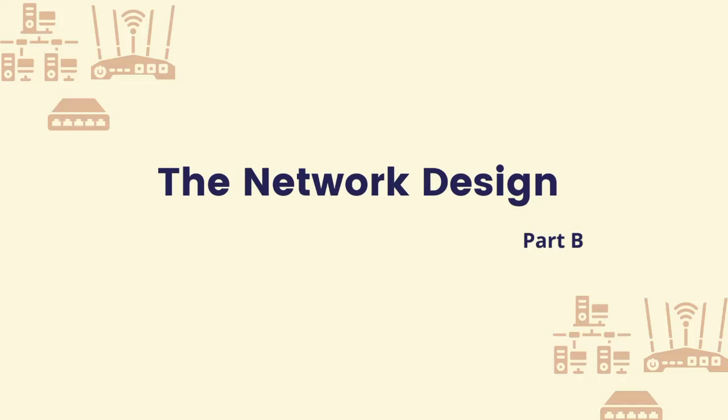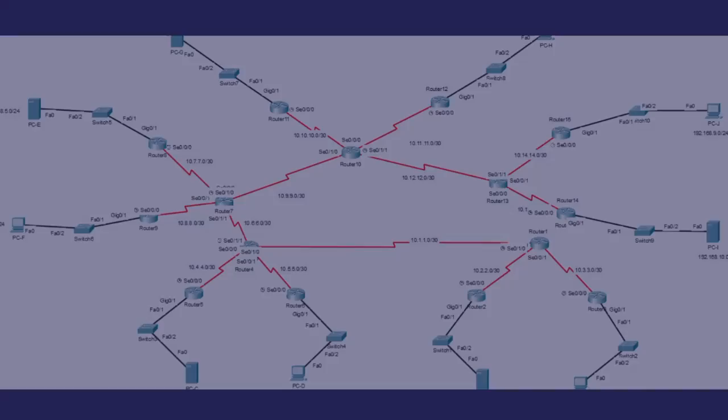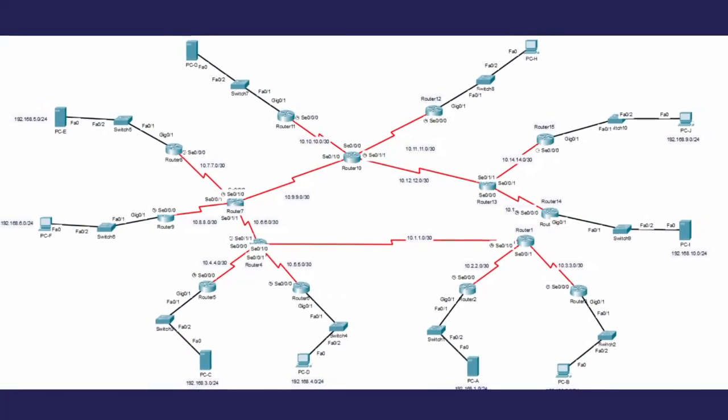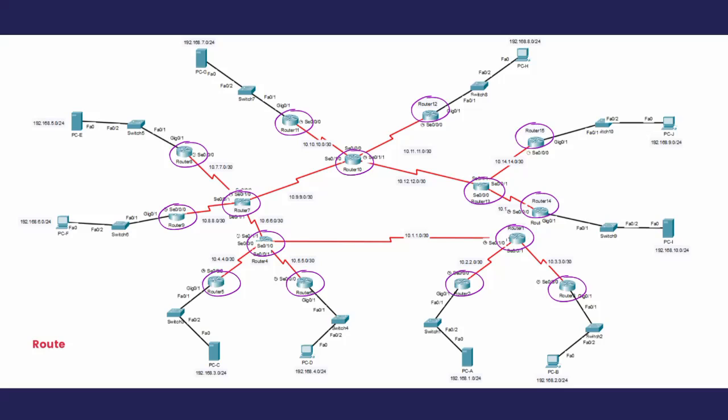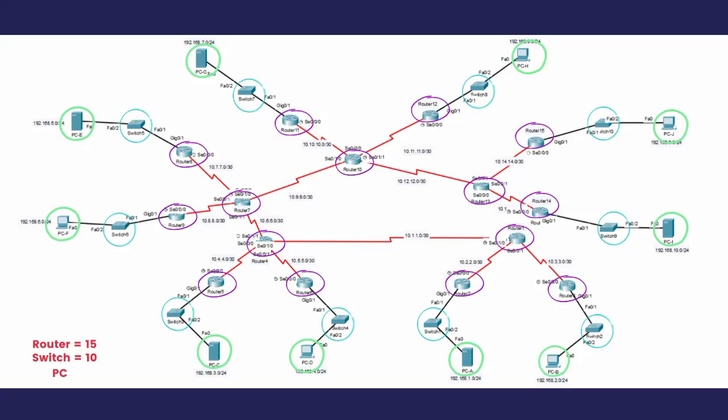The network design for Part B. This is roughly our network design. First, we have 15 routers, as the question asked to cover a minimum of 5 times the number of devices in Part A. Next, there are 10 switches. Last but not least, there are 10 PCs or clients in our network design.